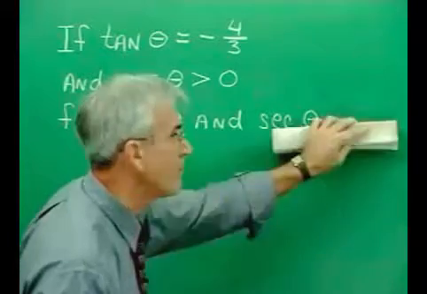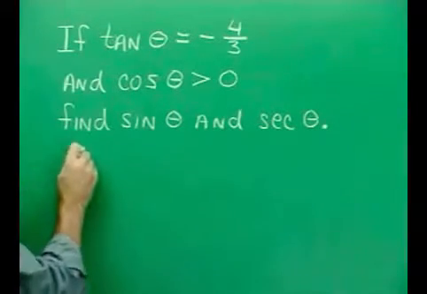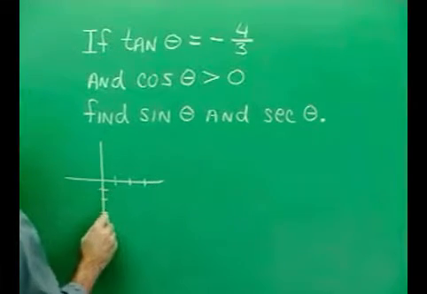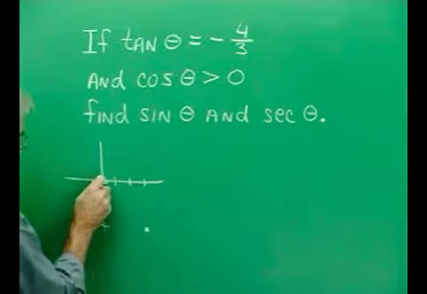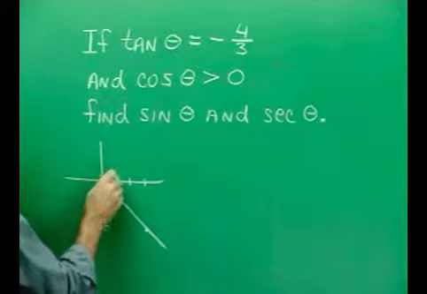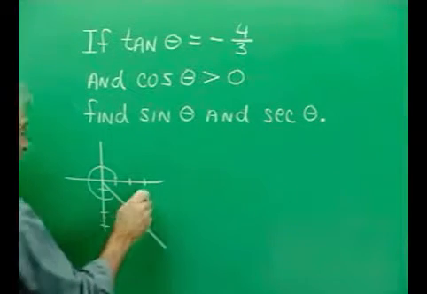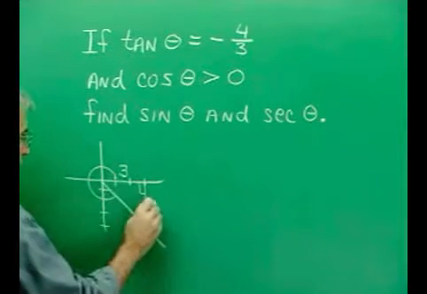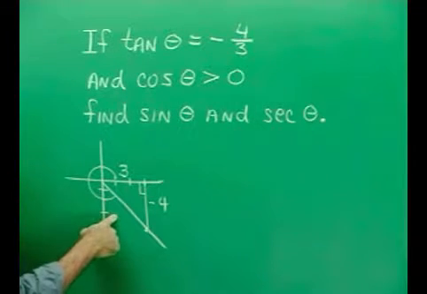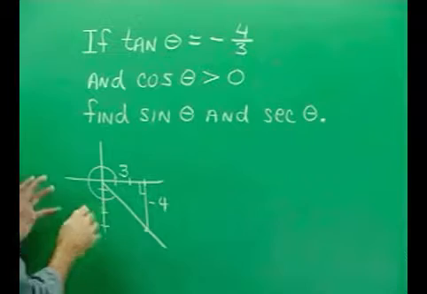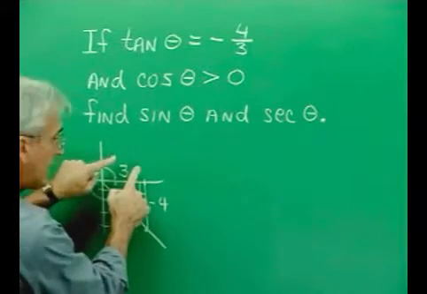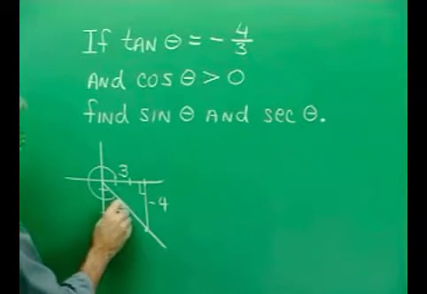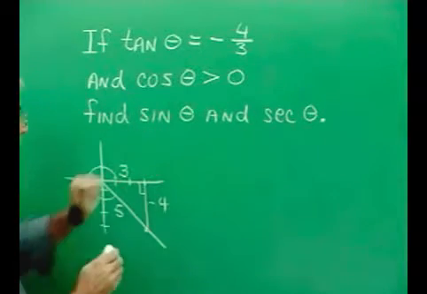All right, now I'm just going to rebuild that diagram. Now, this is our angle, and this is our reference triangle, and this distance is 3, this is -4, and we can easily find the distance r here. After all, it's using the Pythagorean relationship: 3 squared, 9, plus -4 squared, 16, 9 and 16, 25, square root of 25, 5 for the value of r. Now we can find sine theta and secant theta.